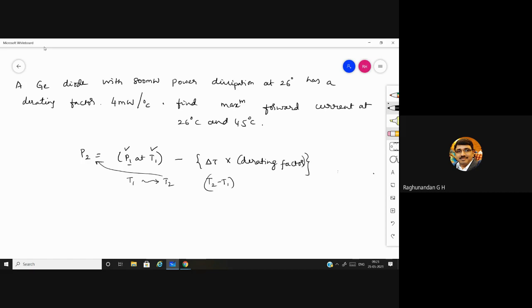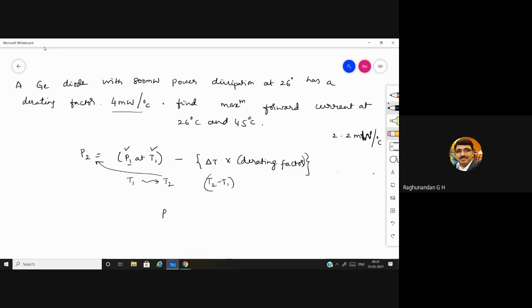Suppose if they are not giving it in the question, then you need to consider it to be 2.2 milliwatt per degree Celsius. If they are given, just consider what they have given. So here they have given 4 milliwatt per degree C, then you consider that only. Now by using this formula, we can try to find the maximum forward current at 26 degrees Celsius and 45 degrees Celsius.